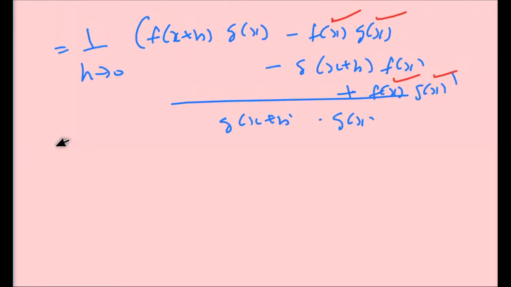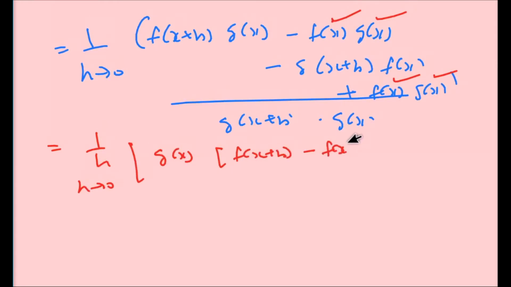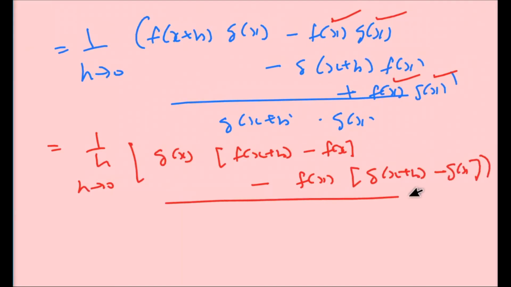Okay, now taking the common here, we take the common g(x), and now we can write f(x+h) minus f(x). Minus, taking common here f(x), we can write g(x+h) minus g(x). Okay, upon g(x+h) into g(x).